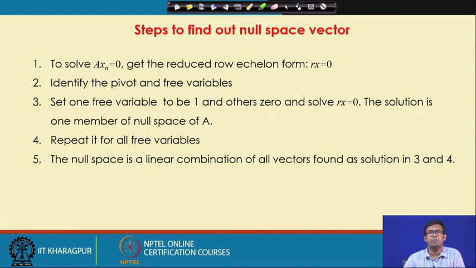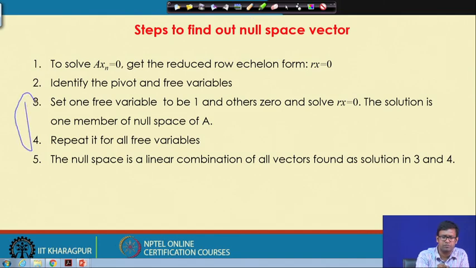So, for one particular set of free variables, setting one to 1 and the others 0, we can get one member of the null space, and then we will repeat it for all free variables. We will set the next free variable to 1 and the remaining all 0 and get another member of the null space, and so on. Finally, the null space is a linear combination of the vectors found by setting one free variable 1 and the others 0 through steps 3 and 4.